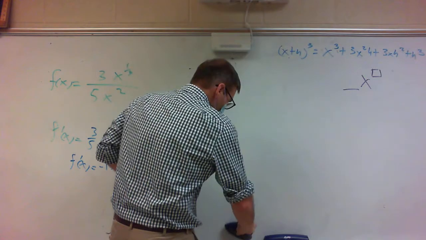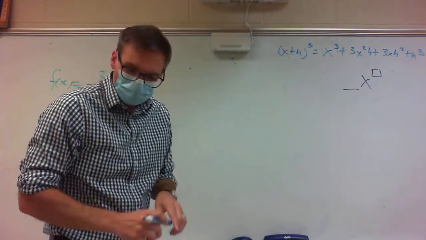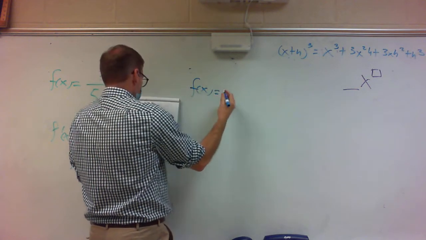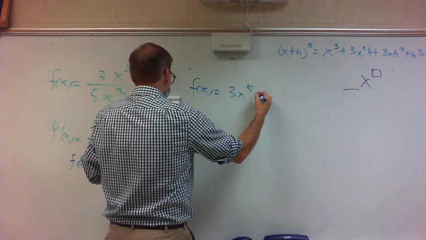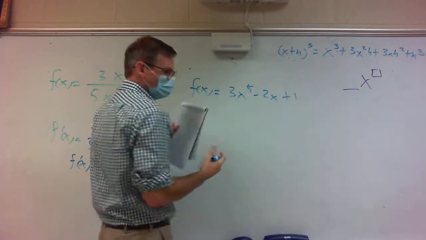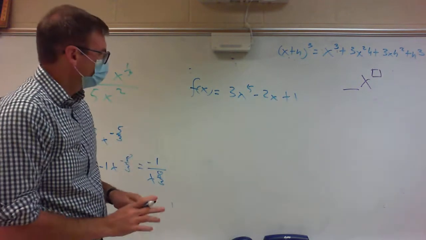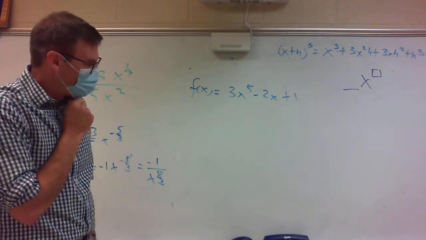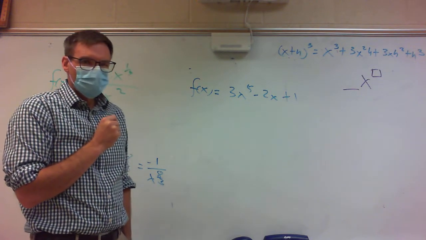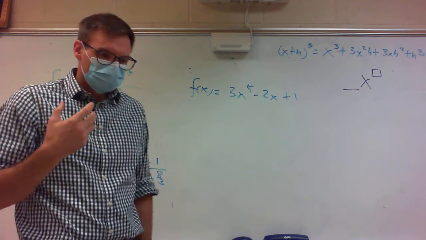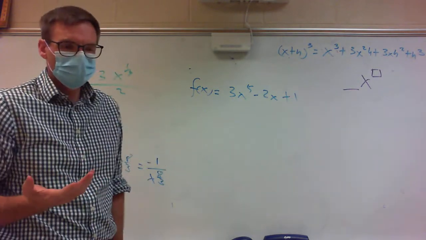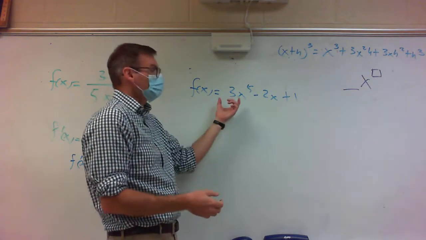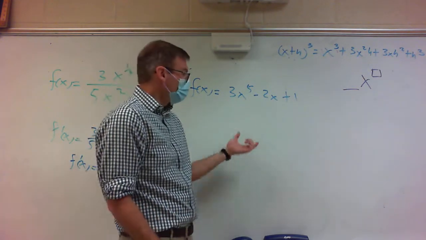Well, we've been taking derivatives of individual terms. What happens if you have to take derivatives of a bunch of terms? Let's say I give you f of x is equal to 3x to the 5th minus 2x plus 1. So everybody write this down. And our job is, how do you take the derivative when it's a bunch of terms added or subtracted together? The answer is, as long as everything's added or subtracted, you take the derivative of each term.